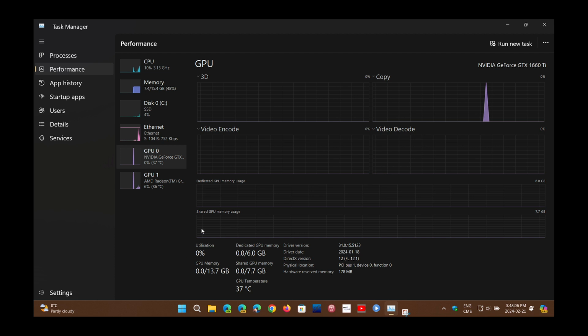Shared GPU memory is seldom used in general because it's slower. Games don't want to use that. It's there, it's available, but it's not what you need to look at for gaming.